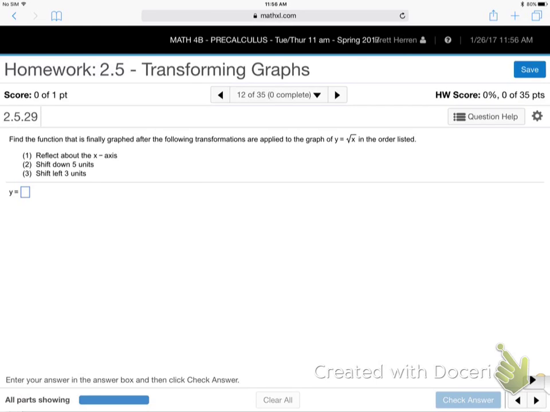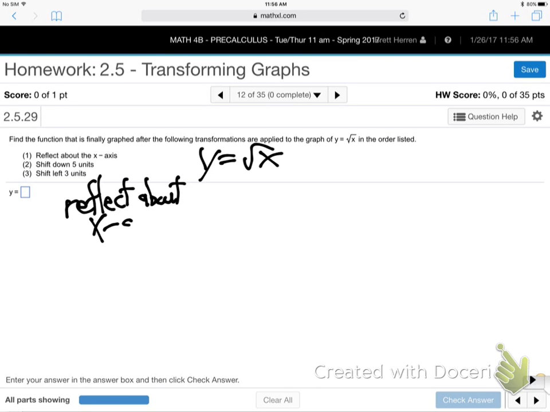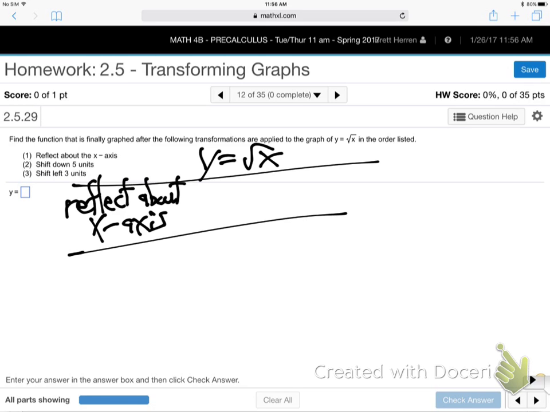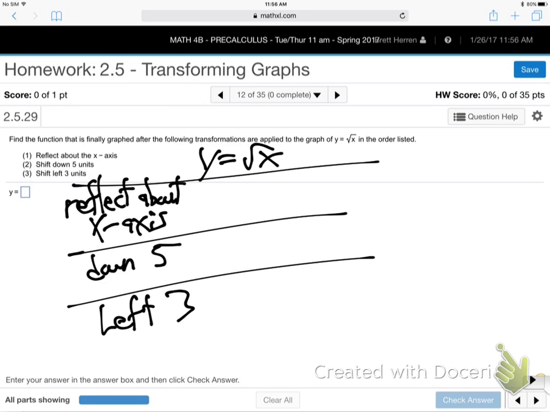Okay, so let's try that one. So y equals square root of x. They want you to do three things. Reflect about the x-axis, step one. Step two is down 5, and then left 3. All right, you want to try that? So see what you get in the end. Reflect about the x, then go down 5, then go left 3. First step's the trickiest.